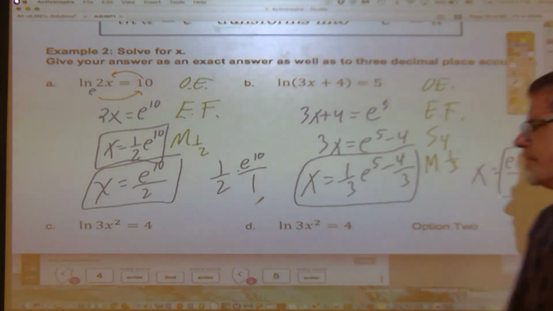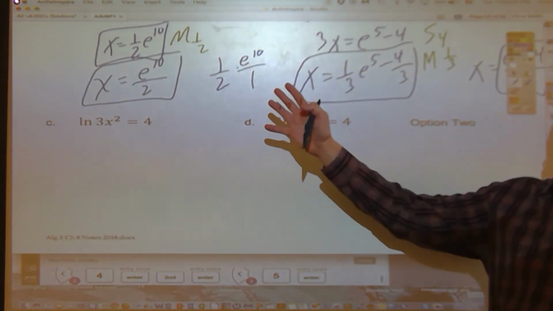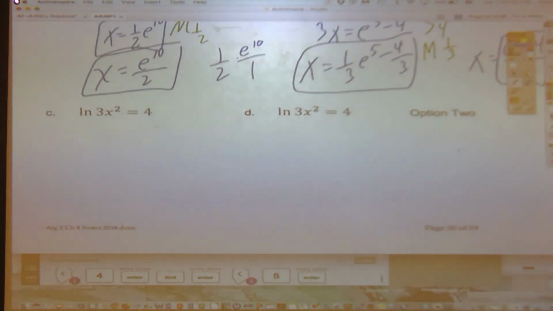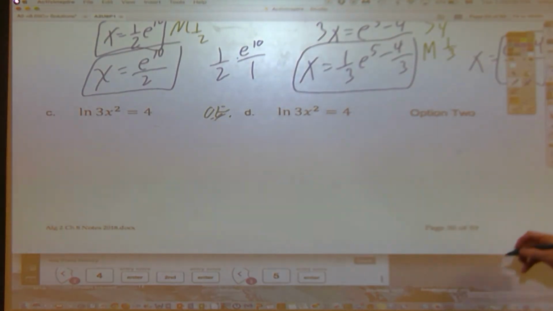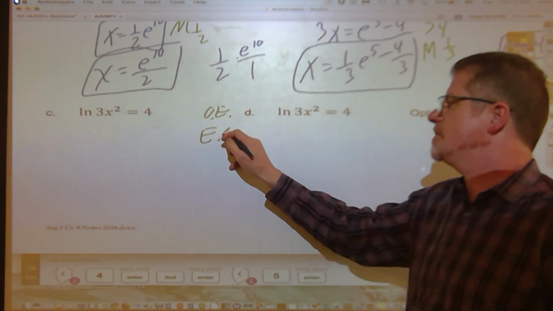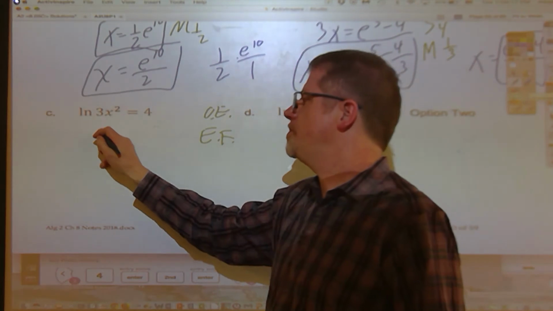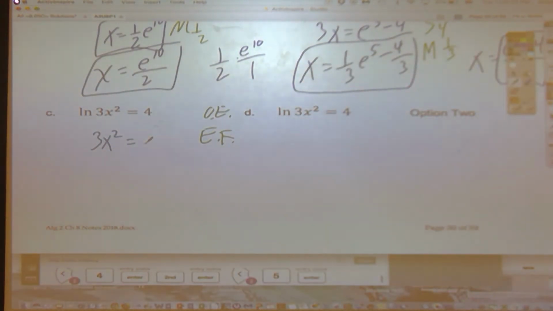Okay? So letter C shows up twice. It shows up as letter D. So we're going to do this 2 different ways. And interestingly, we're going to get 2 different solution sets. See if you can figure out why. Bit of a mystery here. We're going to, first of all, put this into exponential form. So write down what you think the exponential form would be for letter C in the form 3x squared equals something. What would that something be?